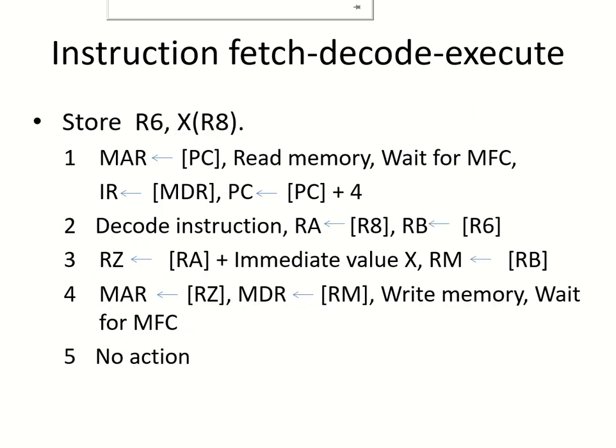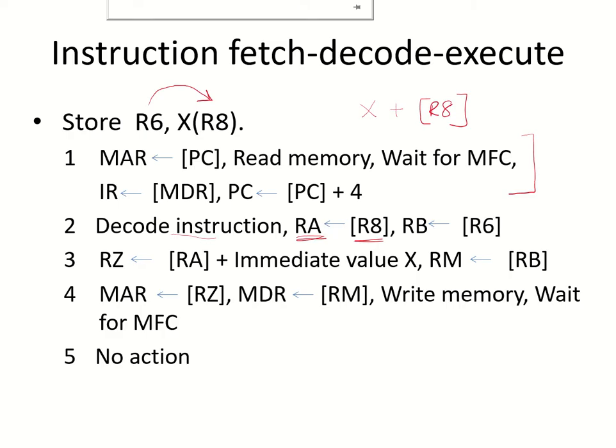This is the store R6 X(R8) instruction. The contents of R6 have to be stored in the memory address given by X plus R8. This is the effective address where the contents of R6 have to be stored. The fetch cycle remains the same. In the second stage, decode the instruction, read the source operands. So the source operands are R8, which will be sent to RA.